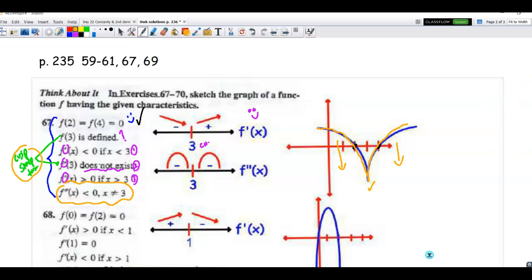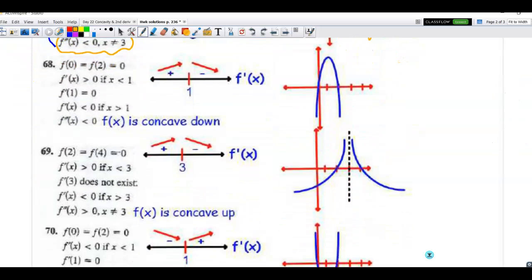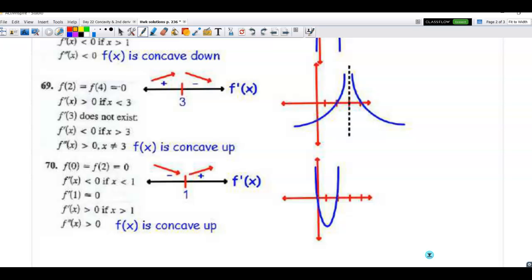All right, that's 67. Let's go to number 69. Same deal. In number 69, I'm going to begin with the most obvious. f of 2 and f of 4 are both 0. So there's f of 2, there's f of 4. That was easy. I like when the work is easy. The next 3 statements are about the first derivative. So that information I'm going to transfer out of symbols and onto a number line. The first derivative does not exist at 3, so that puts a critical number on my number line.